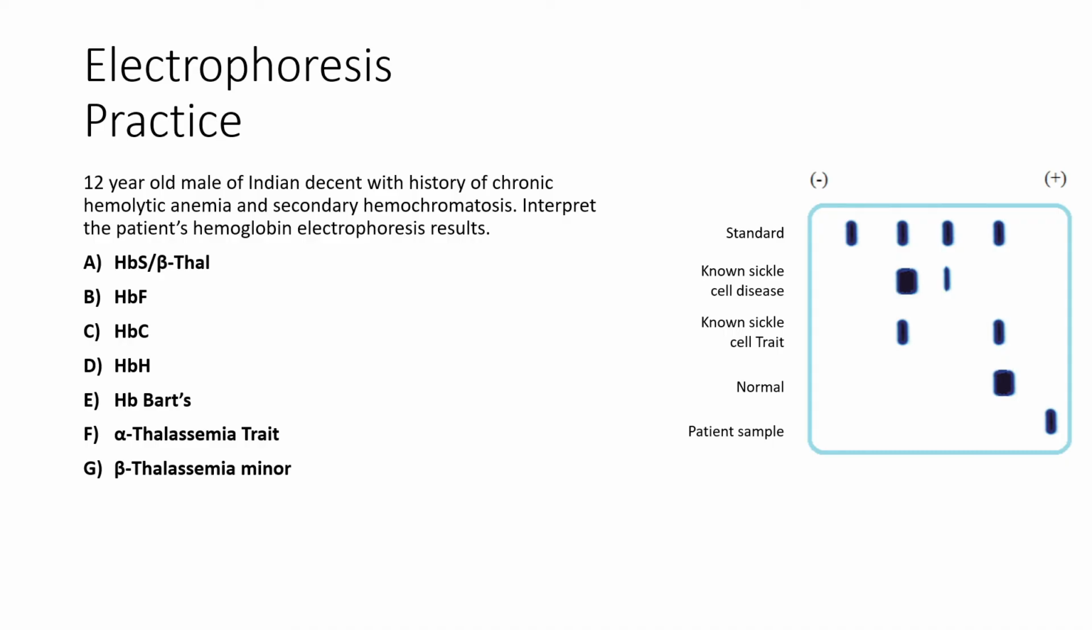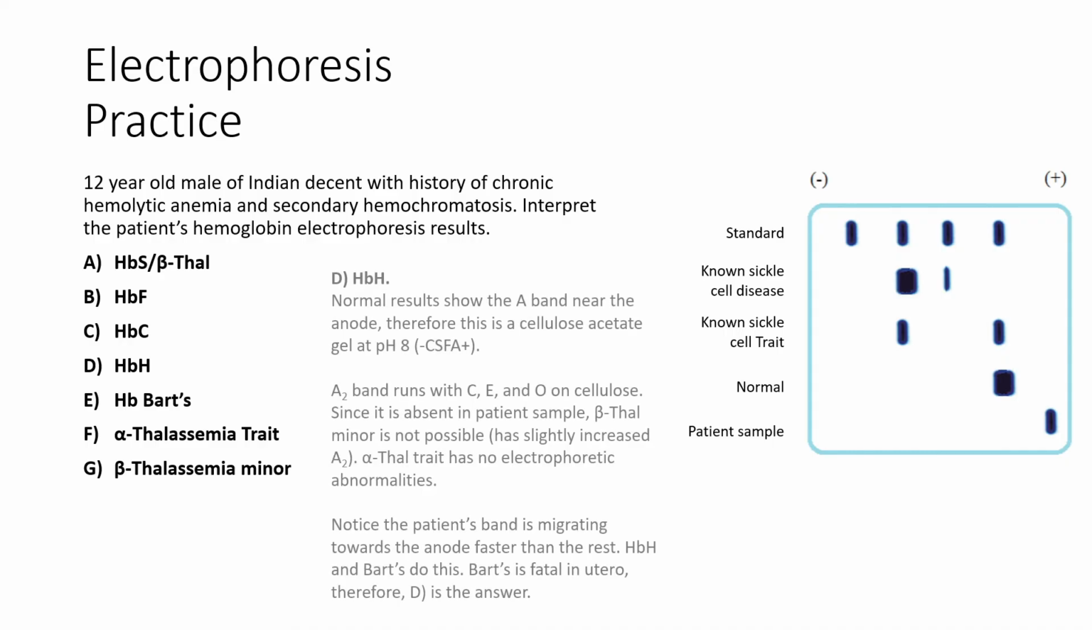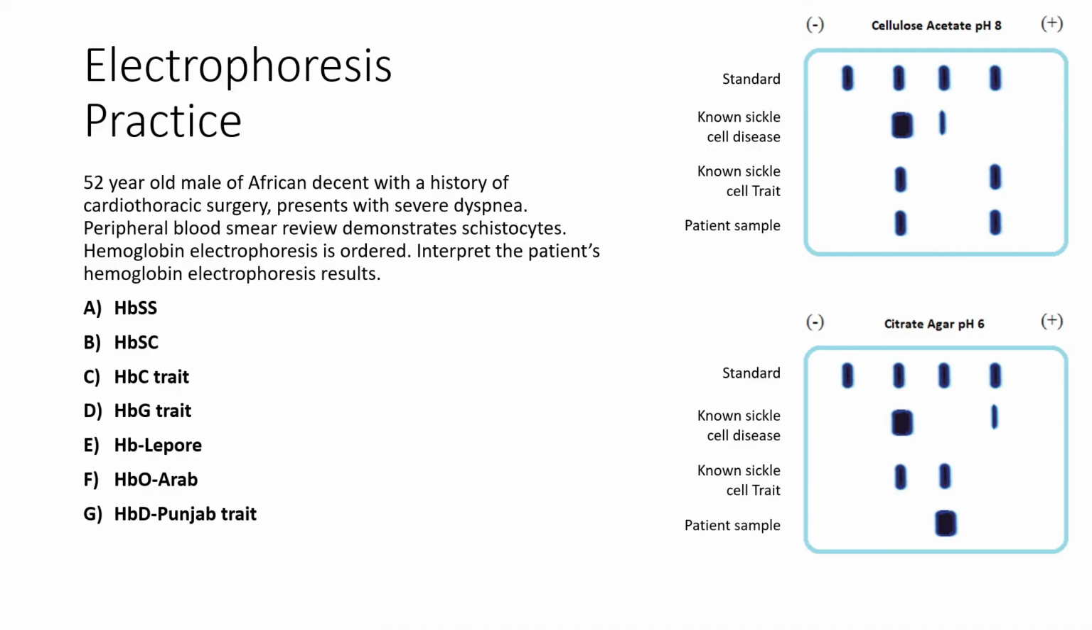Feel free to pause the video now. The answer here is D, hemoglobin H. If a normal patient sample is provided, use it to orient yourself. We are given a normal patient sample in lane 4, consistent with CSFA banding patterns on this gel. Notice that the band of interest is running a little bit faster than the rest, and this is our clue that we might be dealing with one of those faster variants. On the list of answers, the only ones that move fast are Bart's and hemoglobin H. Since Bart's is pretty much fatal in utero, the answer has to be hemoglobin H. Pause here and resume when ready.